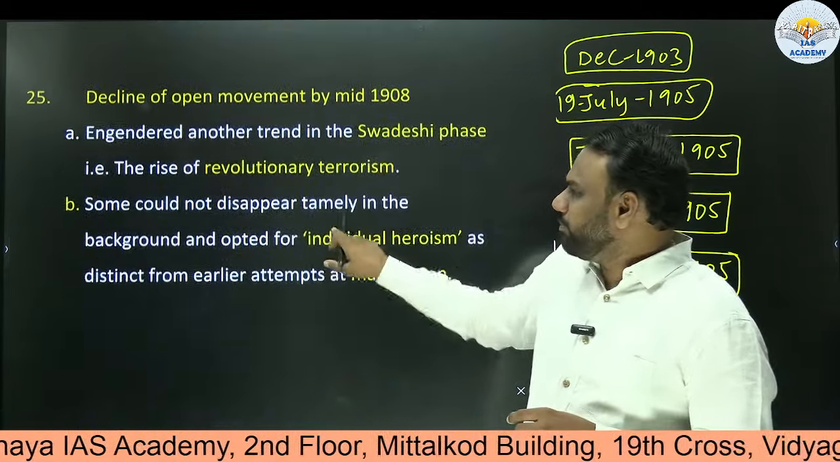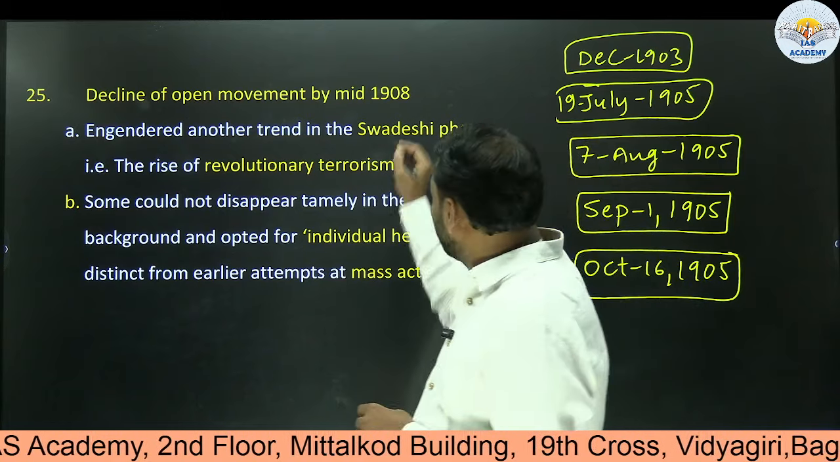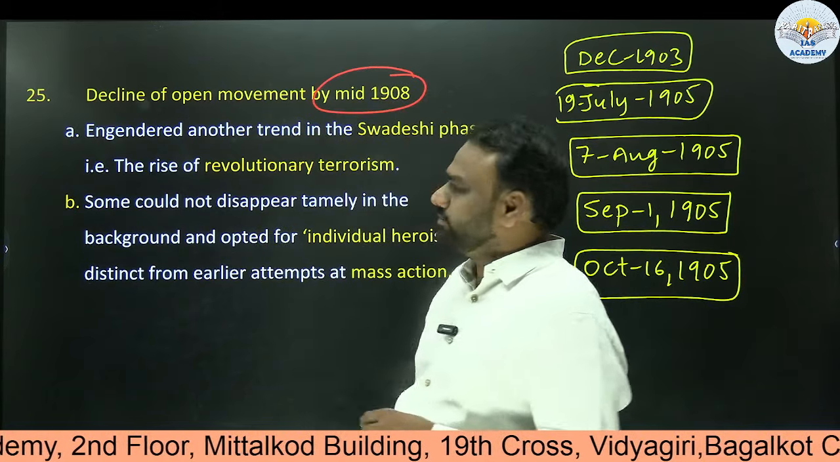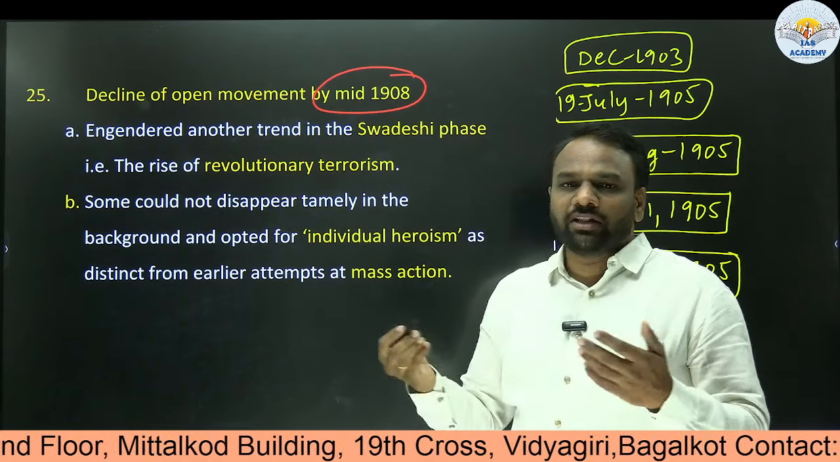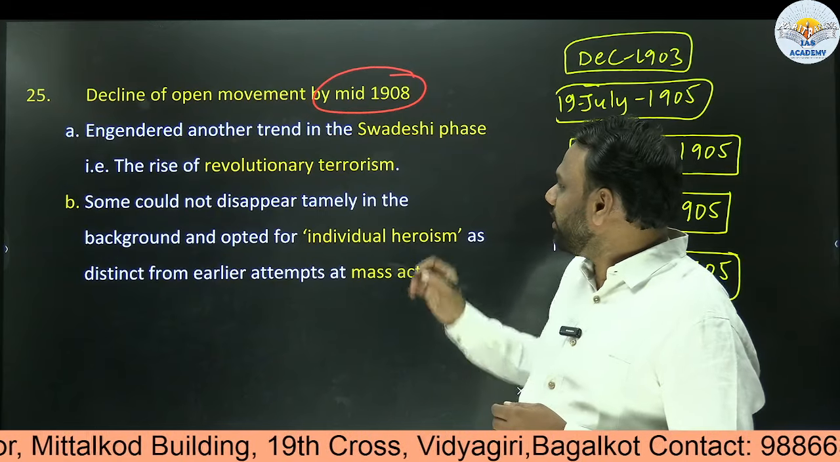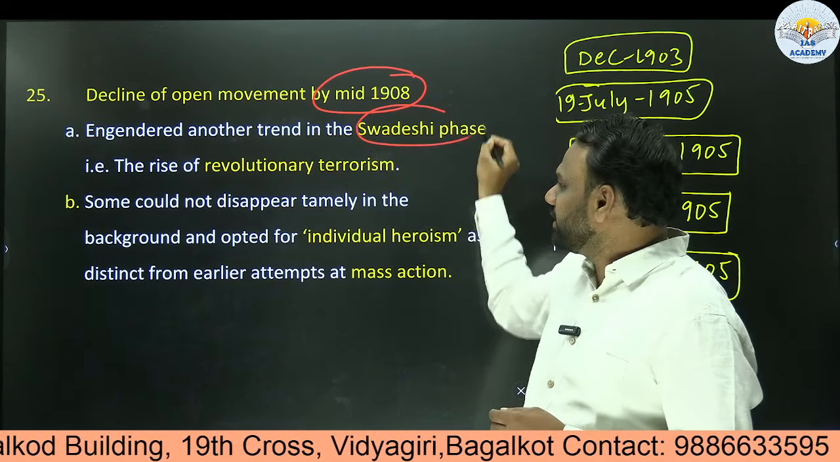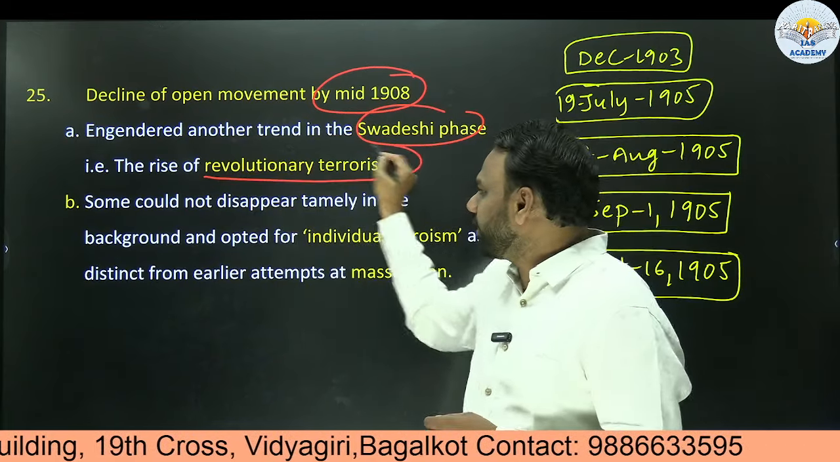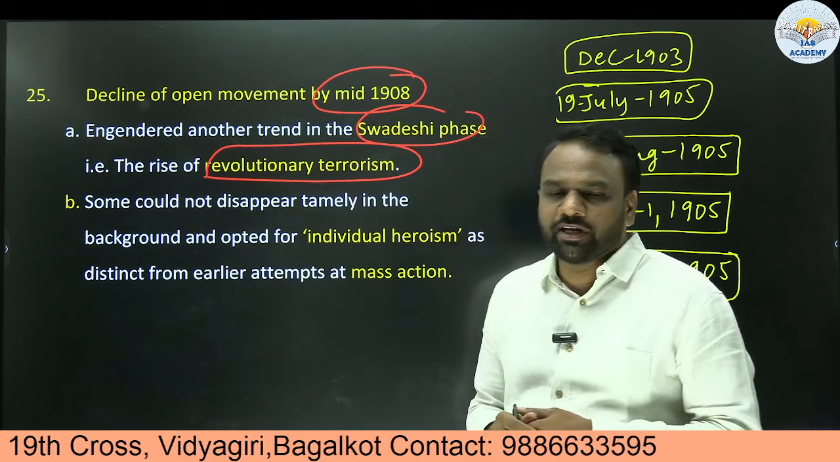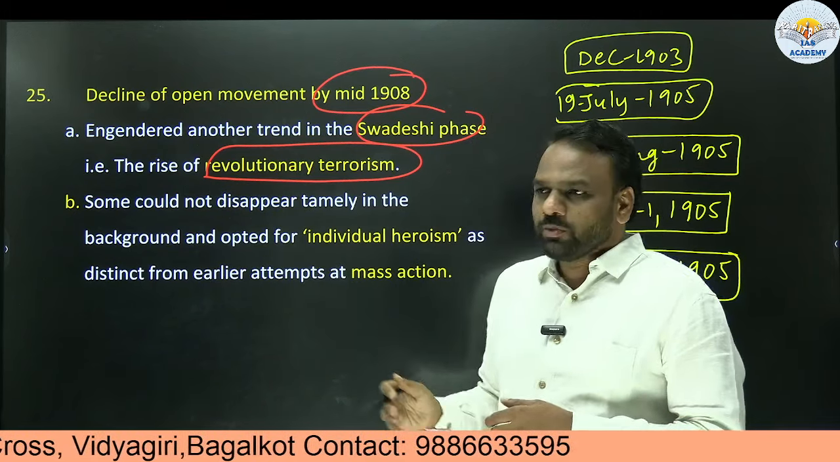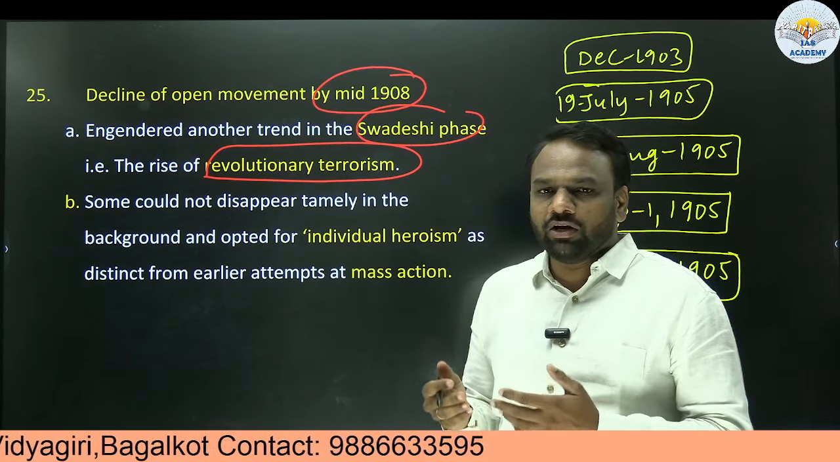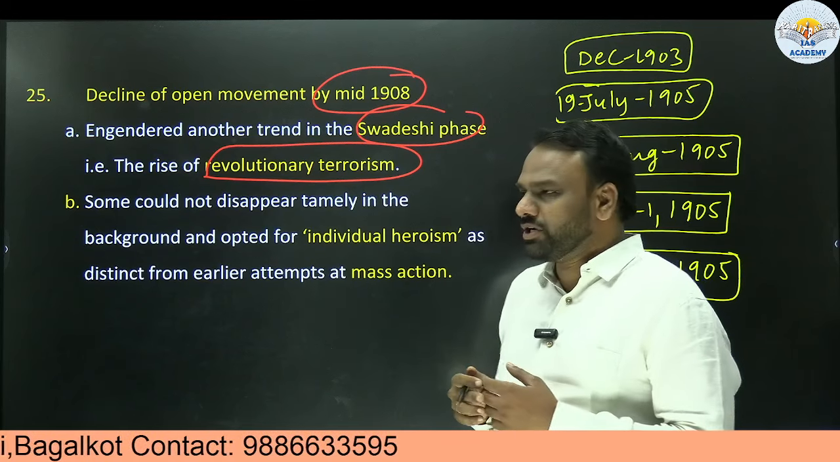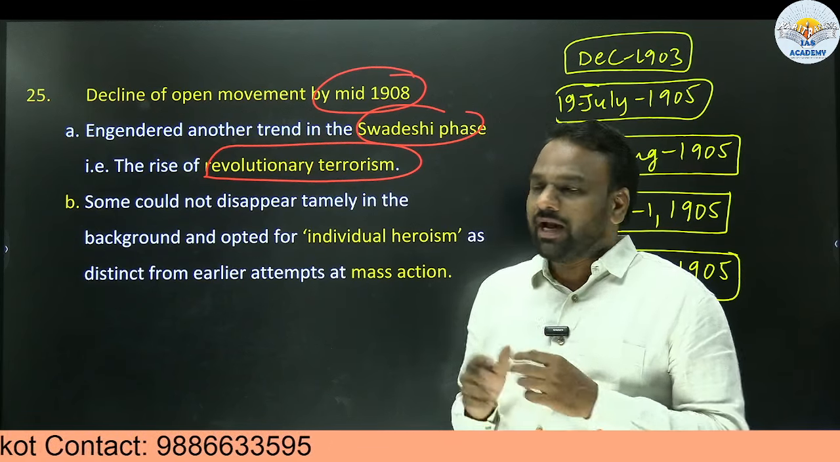Next, because of the decline of the movement by mid 1908, it gave rise to another form of resistance, or another trend in the Swadeshi phase, that is, the rise of revolutionary terrorism. So what is revolutionary terrorism? People, rather than focusing on mass action, focused on individual action. And why did this happen?